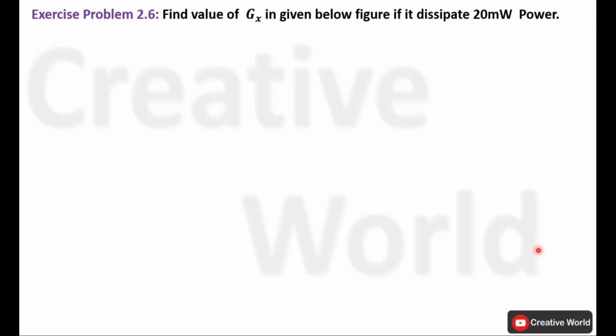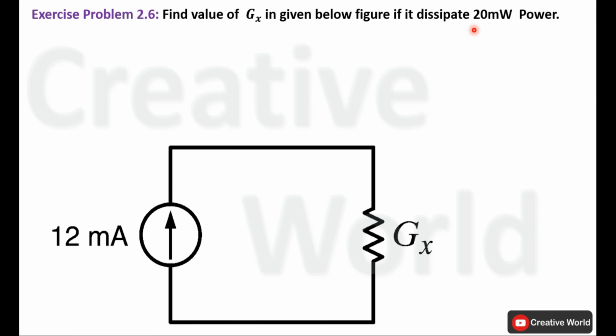Exercise problem number 2.6. Find the value of Gx in the given figure if it dissipates 20 milliwatt power. This is the circuit diagram of the given problem. We have to find the value of conductance labeled as Gx. Power dissipation through this conductance is also given, that is 20 milliwatt. In order to calculate the value of conductance Gx, first we should have the value of this resistance. Later on we can calculate the value of conductance from that resistance value. So first we will try to find the value of this resistance.